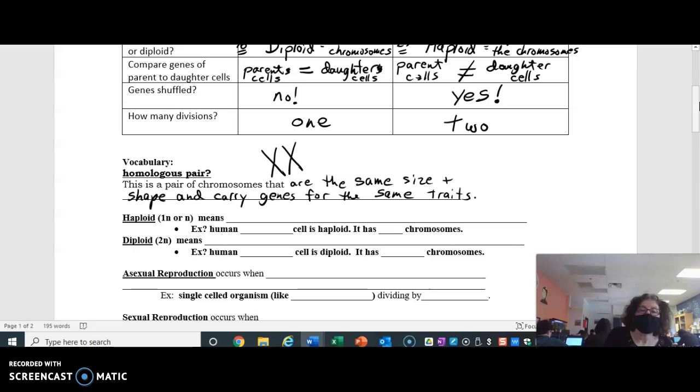So for example, maybe there's a gene right here, in that location, that's for eye color. And maybe the genes on this chromosome are for blue eye color, whereas the ones over here are for eye color, but maybe they're for brown eye color. So you see it's genes for the same traits, but might be a different version of those traits. So that's what a homologous pair is. So would this be a homologous pair? No, not the same size and shape. They have to be the same size and shape, right?